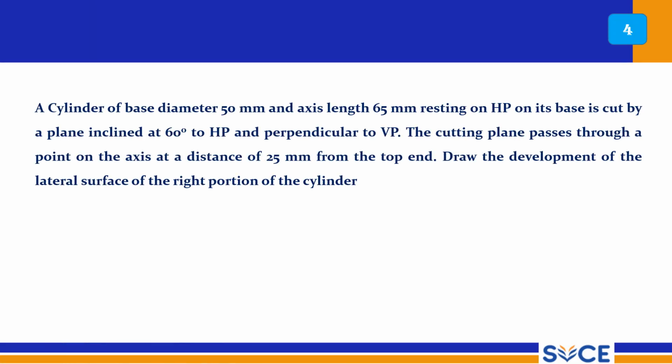So problem number 4, it is a cylinder of base diameter 50 mm and axis length 65 mm resting on HP on its base. It is cut by a plane inclined at 60 degrees to HP and perpendicular to VP. The cutting plane passes through a point on the axis at a distance of 25 mm from the top end, right. So it is given 25 mm from the top end. Draw the development of the lateral surface of the right portion of the cylinder. So we have to concentrate on the right portion, and do the lateral surface development here.